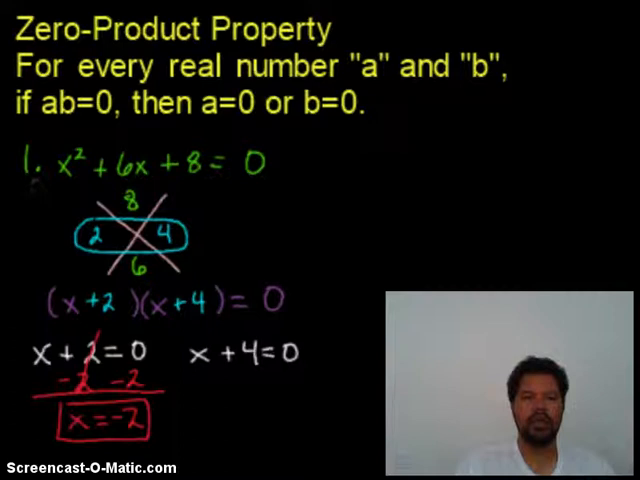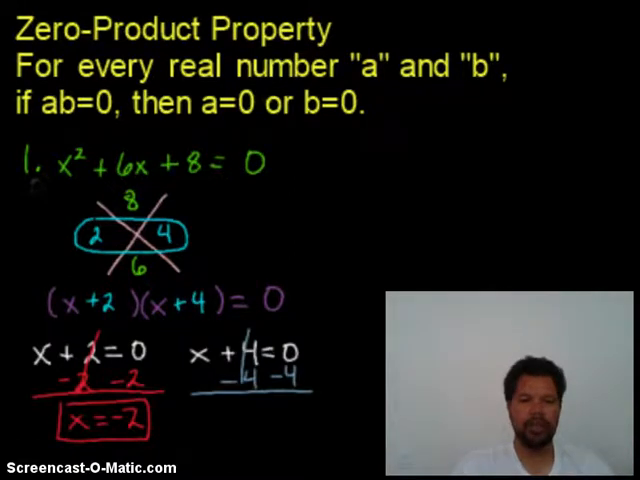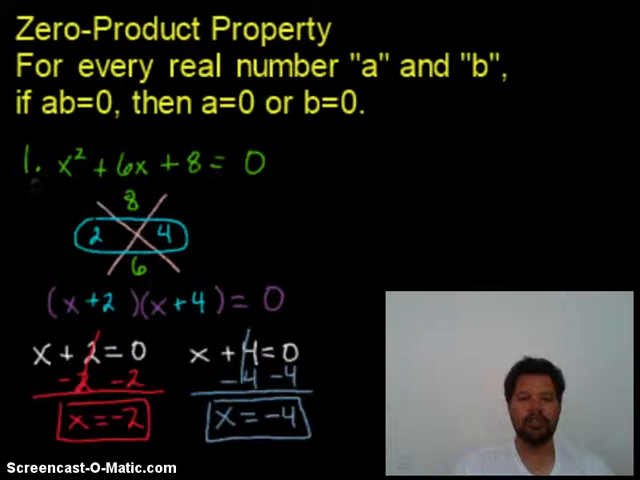And then this equation right here, x plus 4, we're going to subtract 4 from both sides, leaving us with x equals negative 4. So our two solutions, or the two values of x that make this product equal 0, are negative 2 and negative 4.